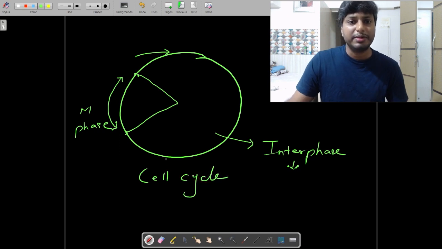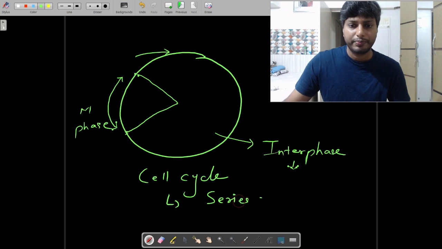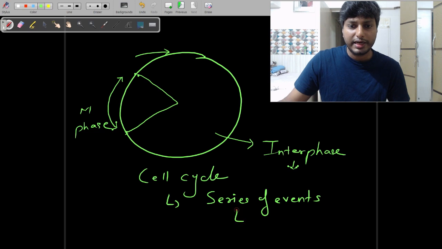So what do we understand by the cell cycle? The cell cycle is nothing but a series of events which occur inside the cell during cell division.